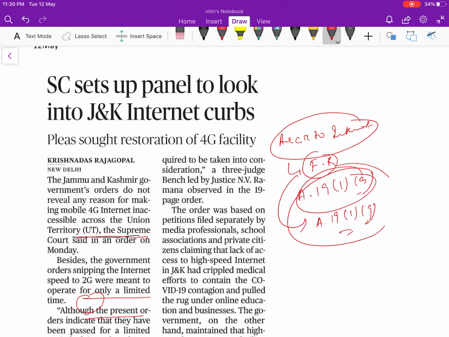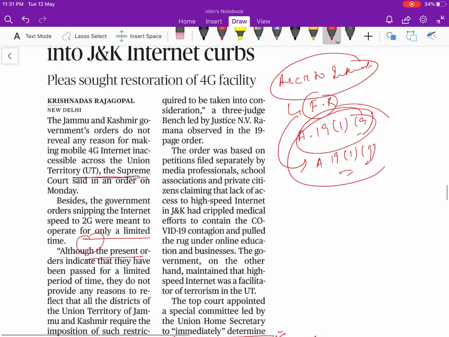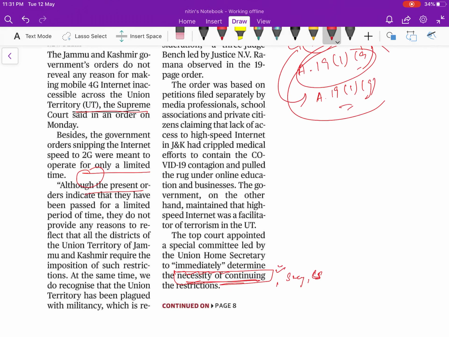Then later on, the government went ahead with removing certain parts of the restrictions. It started with the telephone, then it started allowing the internet. It was a cautious move by the government, and in a phased manner the restrictions were removed. So till now the government allowed access to internet by way of 2G. As we know, the whole of India gets access to internet by way of 4G, but Jammu and Kashmir gets 2G. So a petition was there in the Supreme Court asking why not 4G internet access.